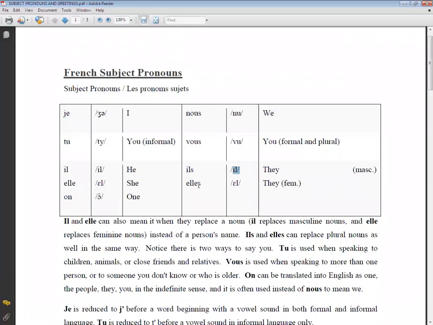The one with ELLE. ELLES or ELLE. Yes, that one. This is what I've explained. It is they, but feminine.